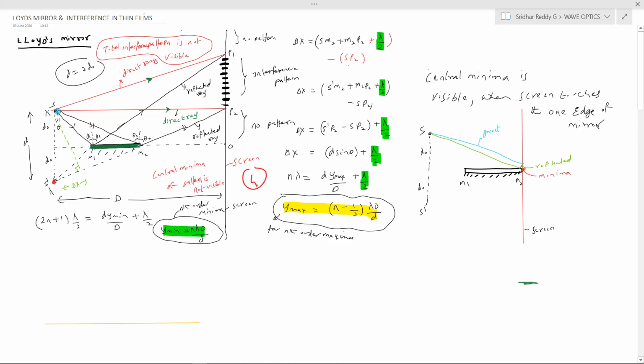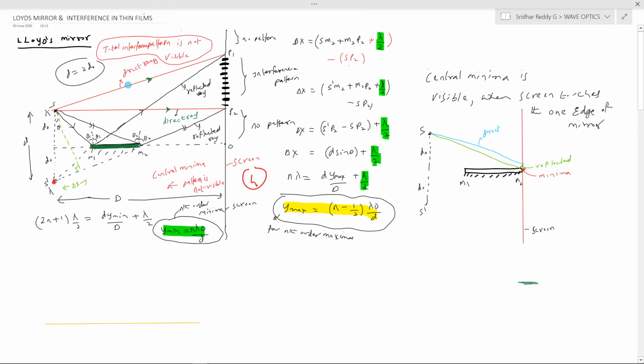Similarly, a ray emitted by source S, after striking M2, will reach point P2 on the screen. If I produce it back, it will emerge as if from S dash, this reflected ray. So in this way, on the screen we get direct rays and also reflected rays.